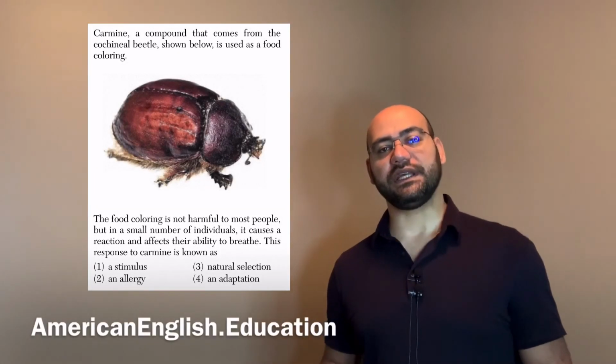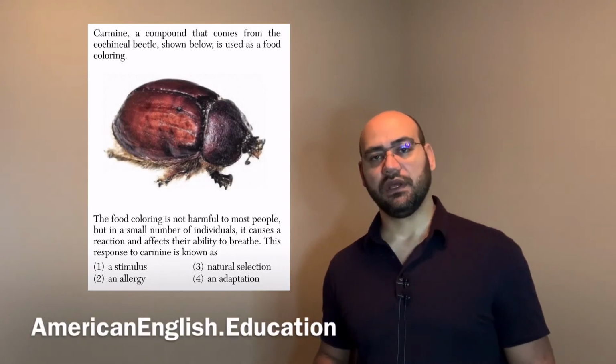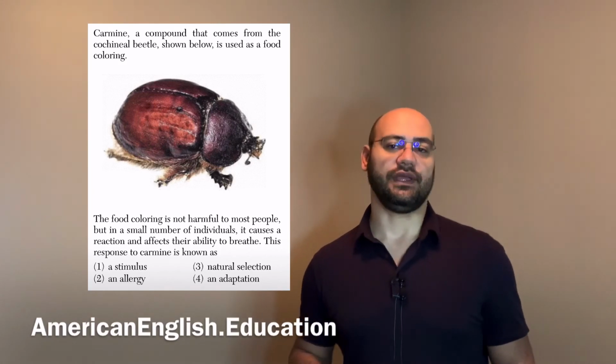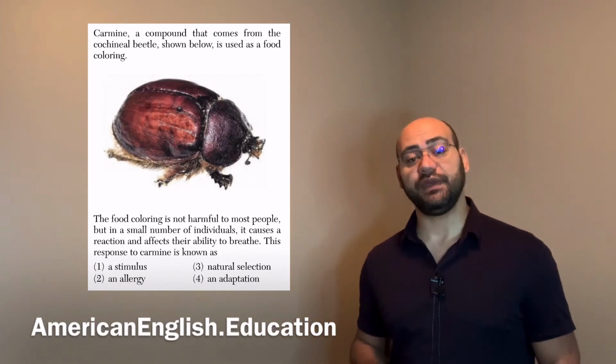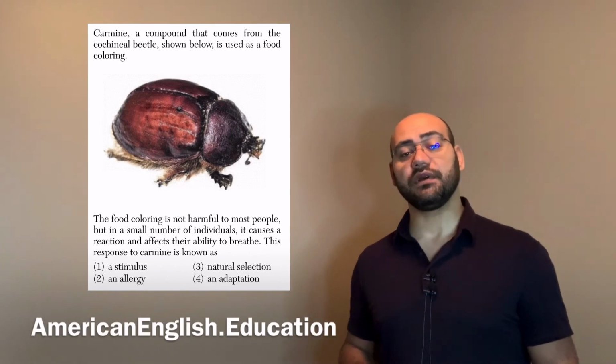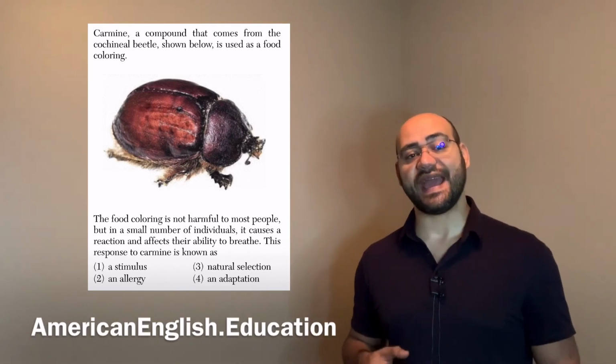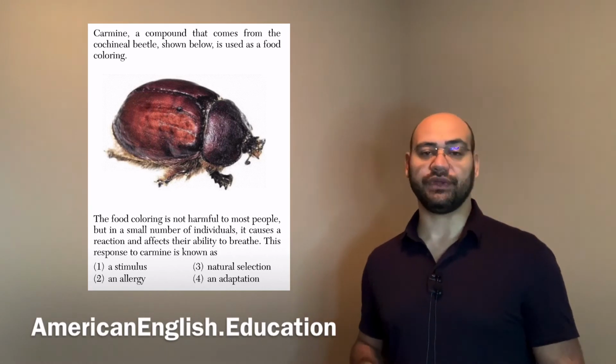Carmine, a compound that comes from the cochineal beetle, is used as a food coloring. The food coloring is not harmful to most people, but in a small number of individuals, it causes a reaction and affects their ability to breathe.